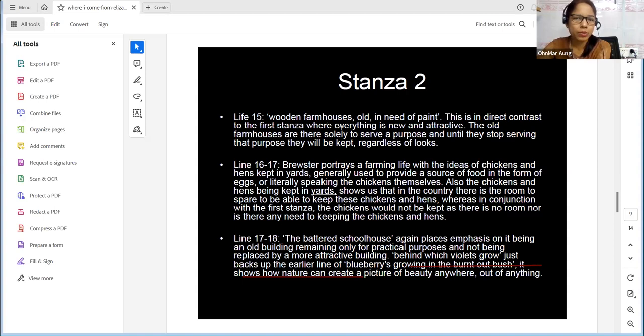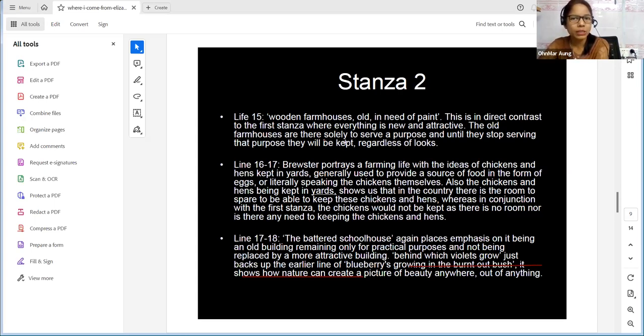According to the words, the farmhouses are quite old. So in the first stanza, offices, you could see the buildings. They are quite organized and new, right? And compared to that, farmhouses are old and in need of paint. So you could see the contrast between the buildings in the city and the countryside.